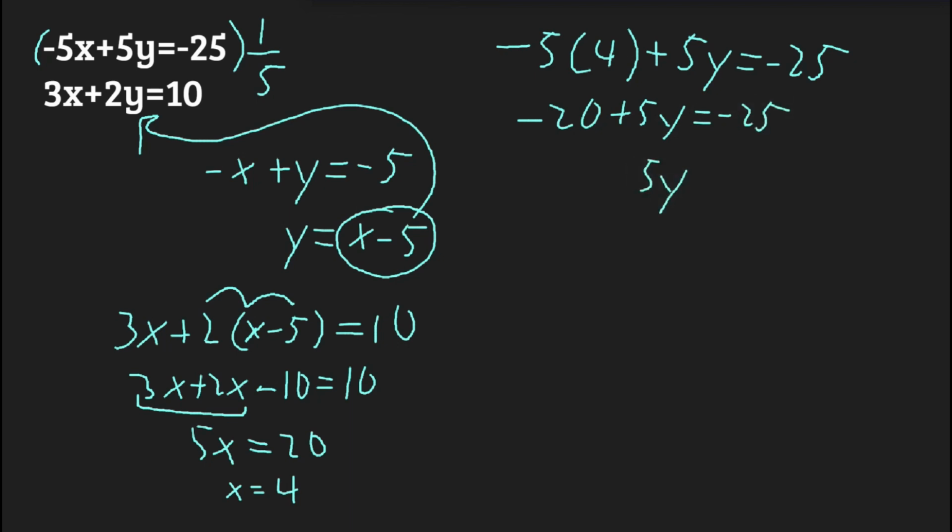We'll get 5y is equal to negative 5. And we'll divide both sides by 5, and we get y is equal to negative 1. So my solution so far is 4 and negative 1.